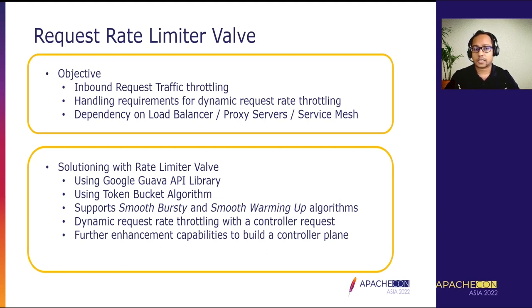Thanks to Google Guava, which is a collection of utility APIs offered by Google. It has rate limiting APIs that use the token bucket algorithm. I'm not going into the specifics of the token bucket rate limiter algorithm, but be aware that the token bucket can generate tokens continuously at a specific rate that is defined. If the token is not used, or if it is consumed more slowly than it is generated, the tokens will accumulate in the bucket until it is filled. Subsequent tokens will overflow from the bucket. Guava rate limiter APIs support two approaches. One is smooth bursty, with a fixed burst rate. Another approach is a gradual rate increase until it reaches the defined rate, using a smooth warming up algorithm. Let me go through the next slide, which has a diagram explaining the flow of the request rate limiter valve.